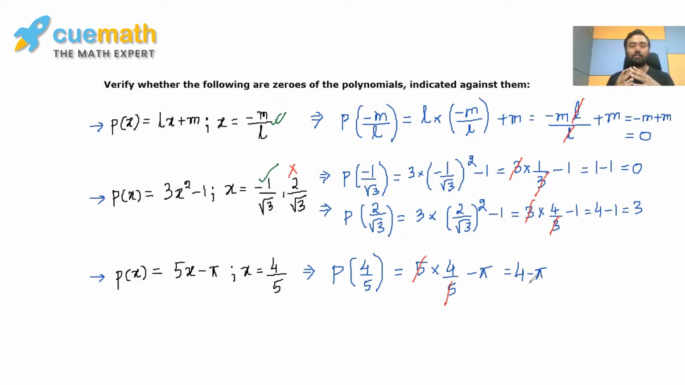Hence, the value of the variable x equals 4 over 5 when substituted in the polynomial p of x equals 5x minus pi will not give us a 0. So this is not the 0 of the given polynomial. Hence, we'll cross this out as well. Now, these are the different methods through which, if we are given the zeros, we can substitute them in place of the variable and we can verify whether they are the zeros of the polynomials or not.